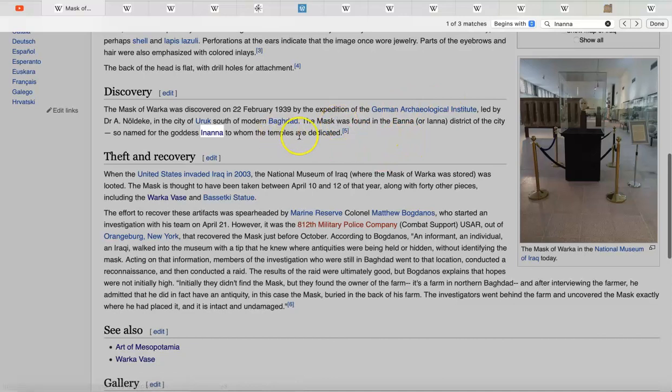Well, okay. I don't know if they discuss this here, but I'm highlighting Inanna in my Control F. The mask was found in the Inanna district of the city, so named for the goddess Inanna, to whom the temples are dedicated. That's why they're presuming. So that's that. It was discovered, as you can see here, on the 22nd of February, 1939, by the expedition of the German Archaeological Institute led by Dr. A. Nöldeke in the city of Uruk, south of modern Baghdad.